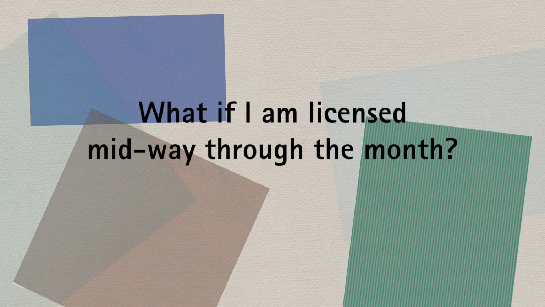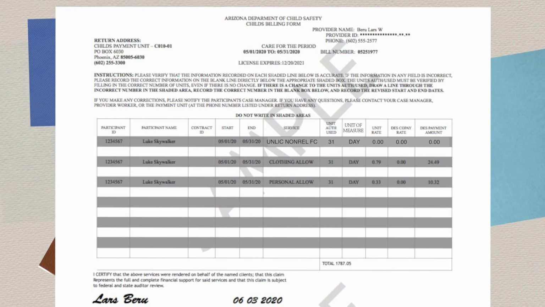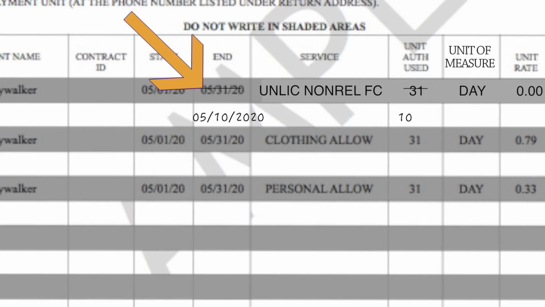What if I become licensed midway through the month? Congratulations! If you became licensed this month and your form does not reflect that change, you will need to correct it by first changing the end date to the last day you were unlicensed. You will also need to correct the number of days in this column to accurately reflect the number of days you should be paid the unlicensed rate.